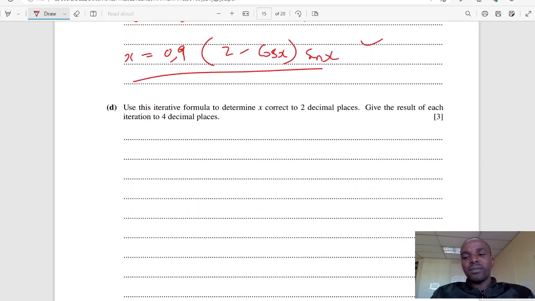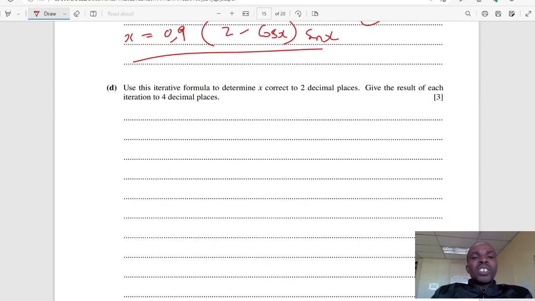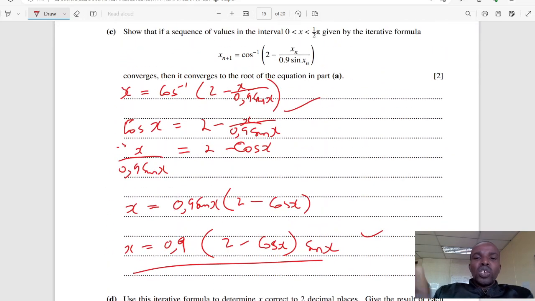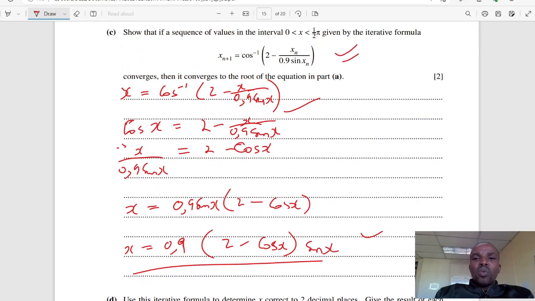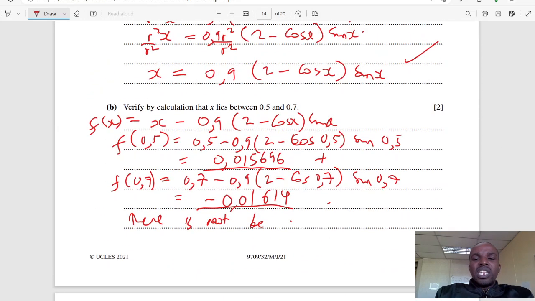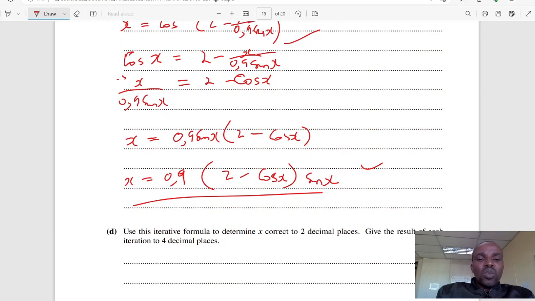2 marks, 3 marks. Part D, use this iterative formula to determine x correct to 2 decimal places. Give the result of each iteration to 4 decimal places. Now to determine the root, use this equation. So x0, we have this part, that there is a root between 0.5 and 0.7. So you say x0 is equal to (0.5 plus 0.7) over 2. What do we get? It is 0.6. That will be your x0.